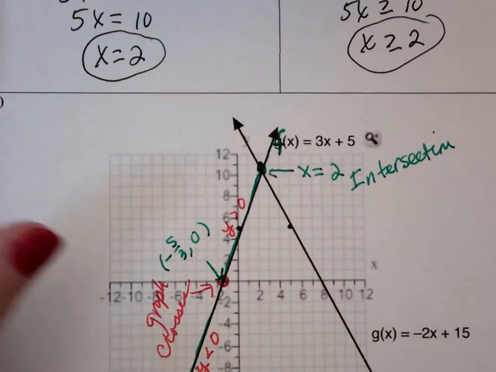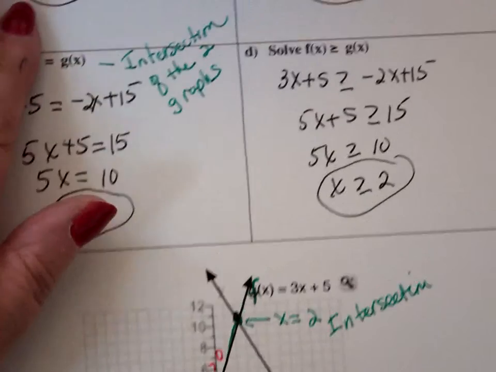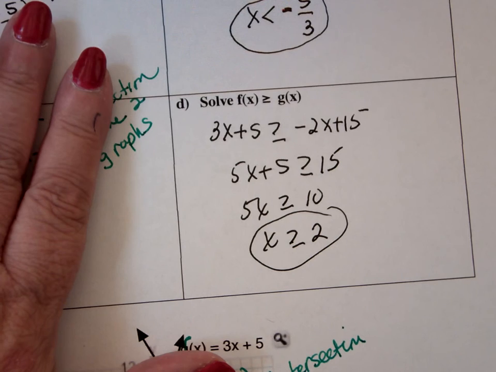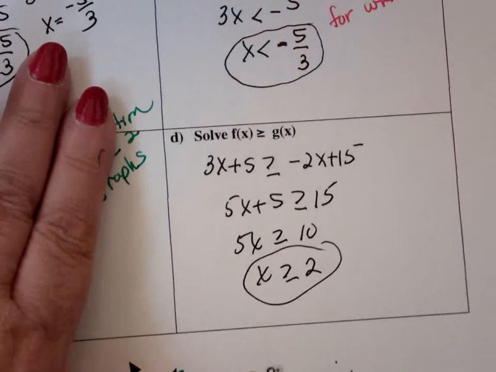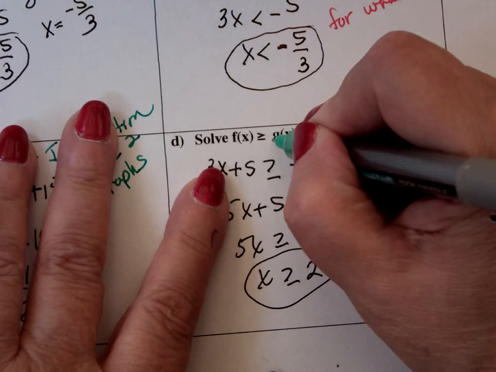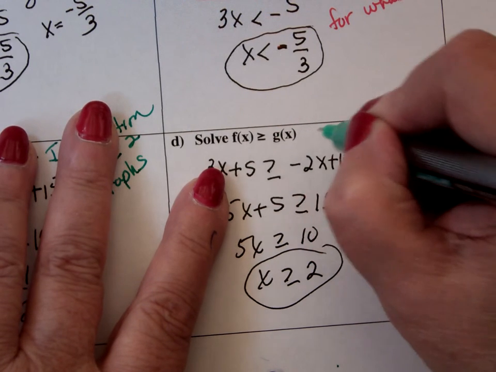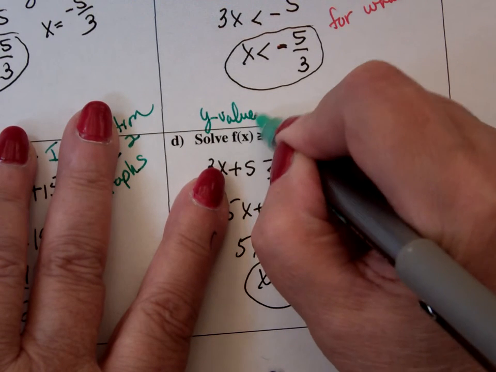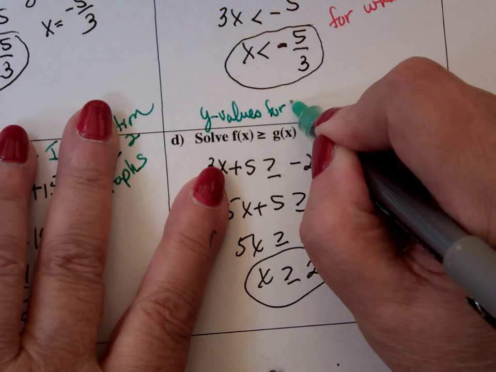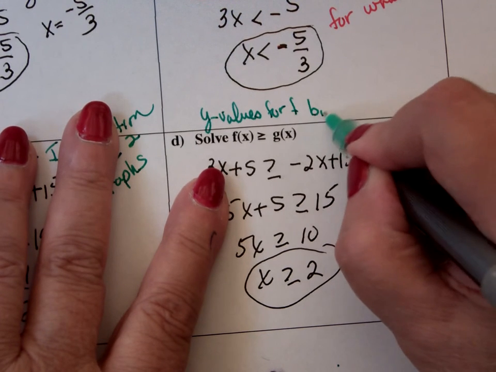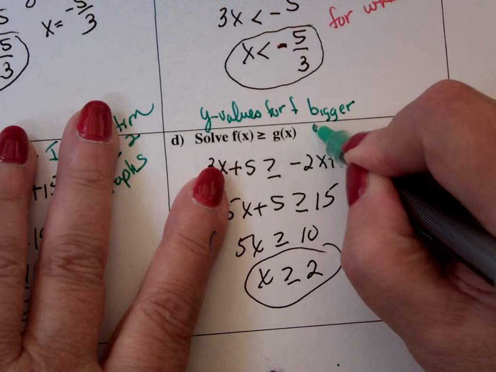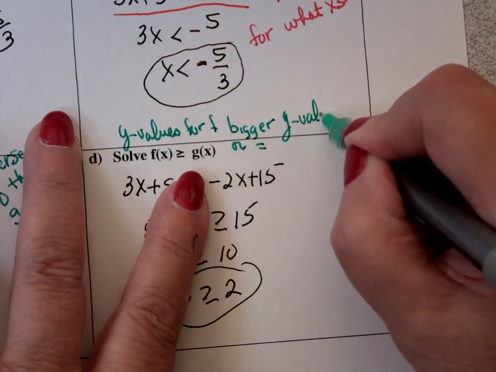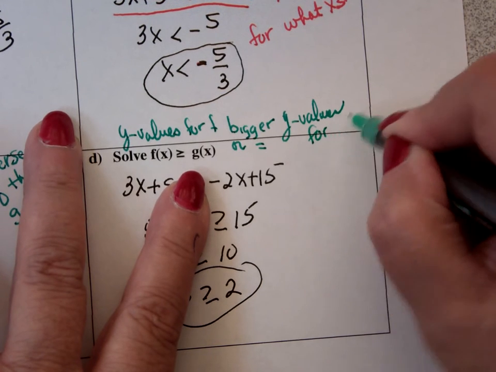And then it says, and this is a hard one, by the way, because if you're interacting with two graphs, we actually come at this from a little different direction. This says, where are the y values for f bigger than or equal to the y values for g?